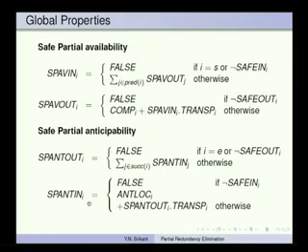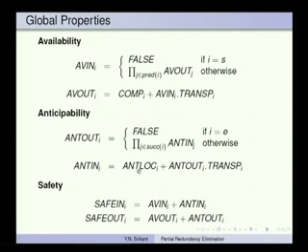And spant in is simple: false if the input point is not safe, otherwise locally anticipable or anticipable at the output point and not modified. So, this is as in this case. Okay. So, not much difference between these two.